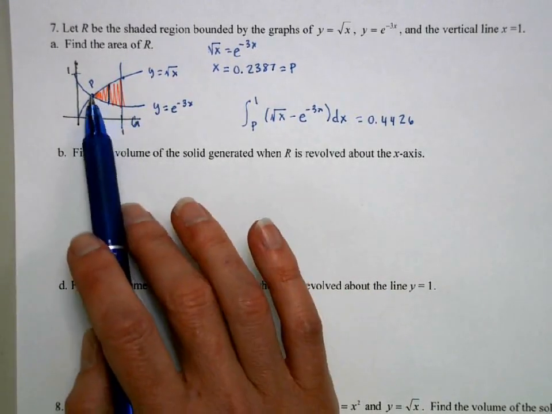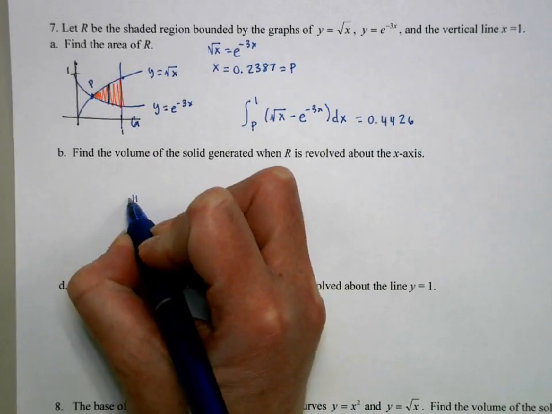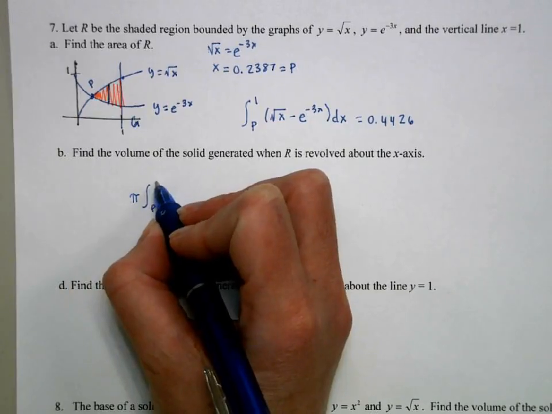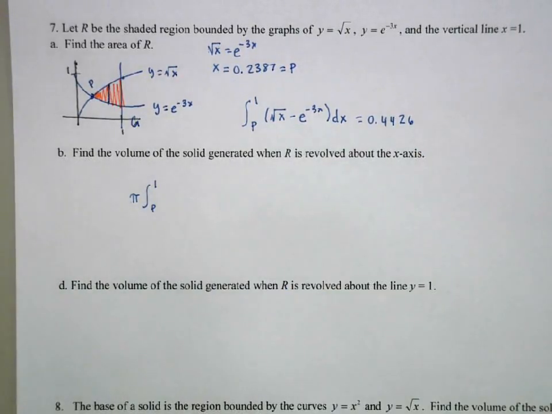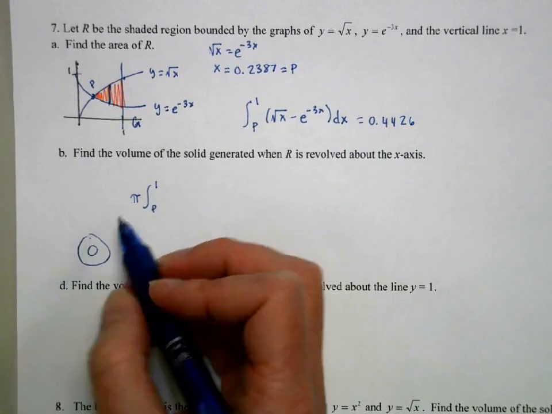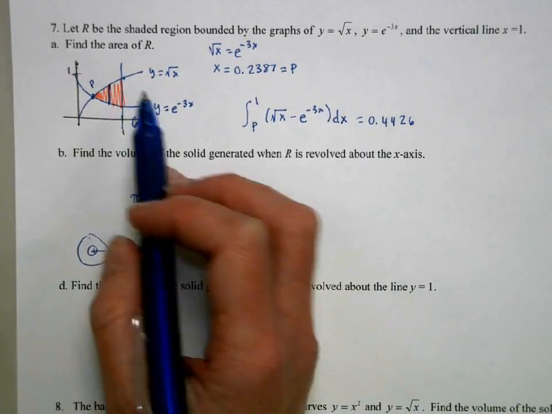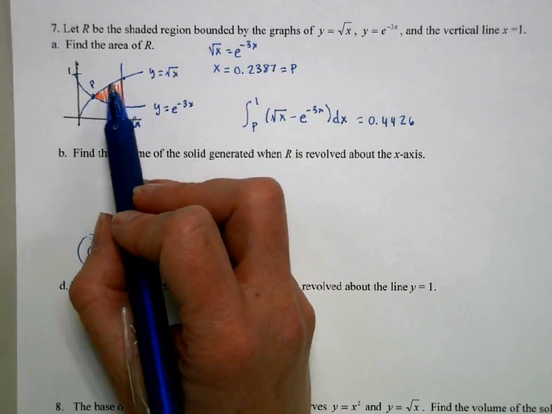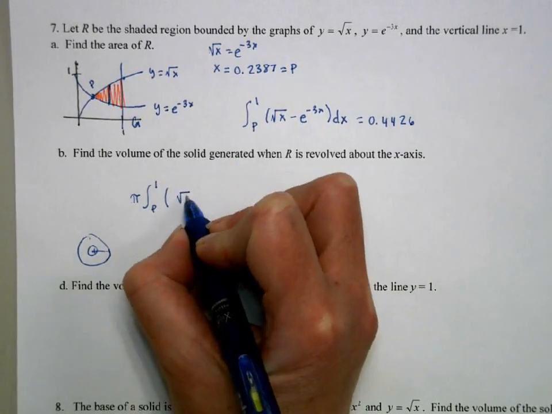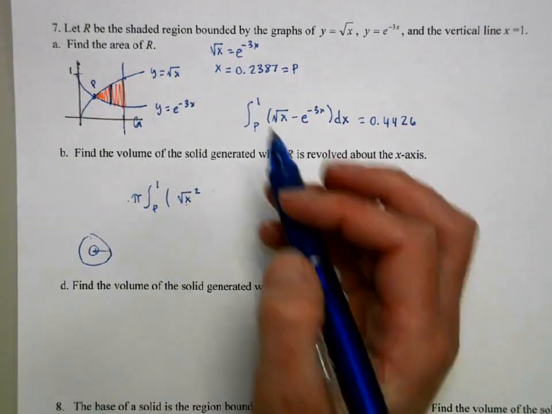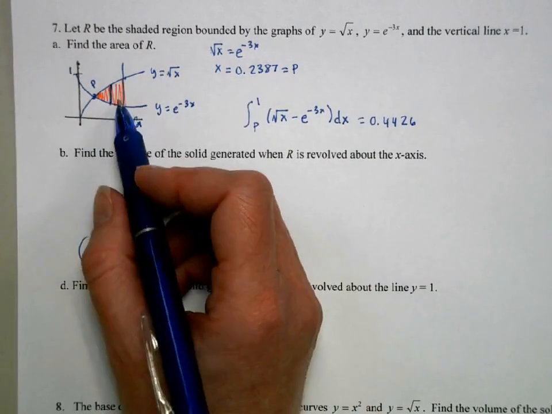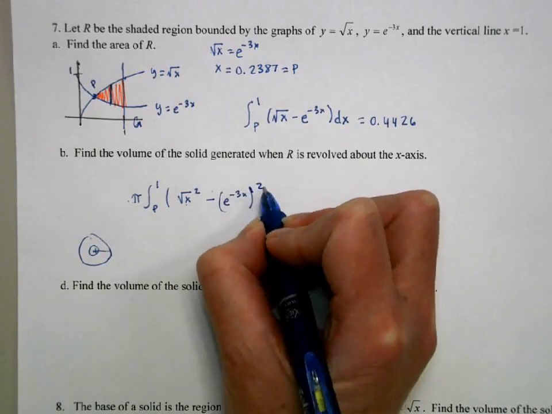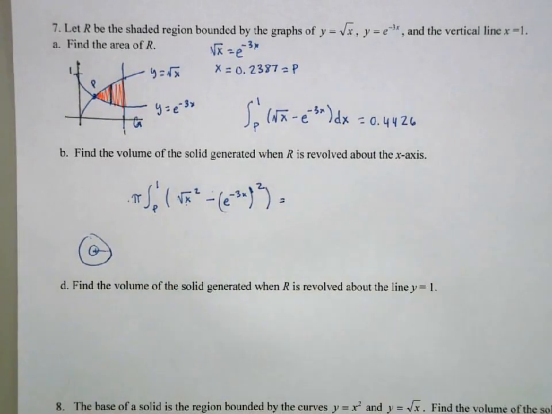So we're still going to be integrating from P to 1. And it's going to be pi r squared minus pi r squared. My cross sections are going to look like little washers, and I want the outside circle minus the inside circle to get that volume. My outside circle is going to be the square root of x, squared, so pi r squared, minus pi r squared. My inside circle is going to be e to the negative 3x, and we'll square that. The pi we can pull out because it's a constant, but when we do this, you're going to get 1.358.